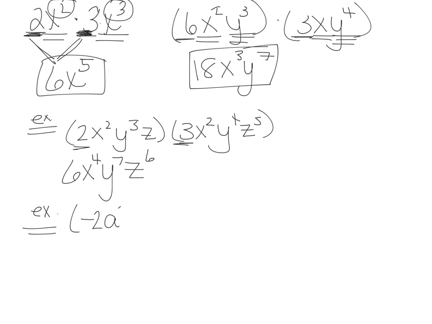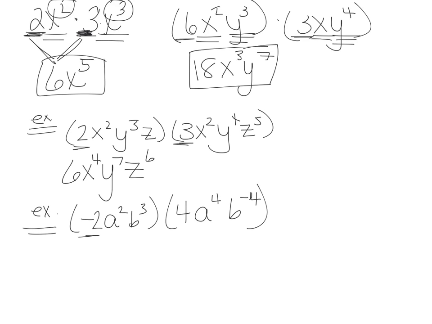Negative 2a squared b cubed times 4a to the 4th b to the negative 1. I lied. Let's do b to the negative 4. Go ahead, pause this video, solve this problem. When you finish it, unpause, we'll go over it.